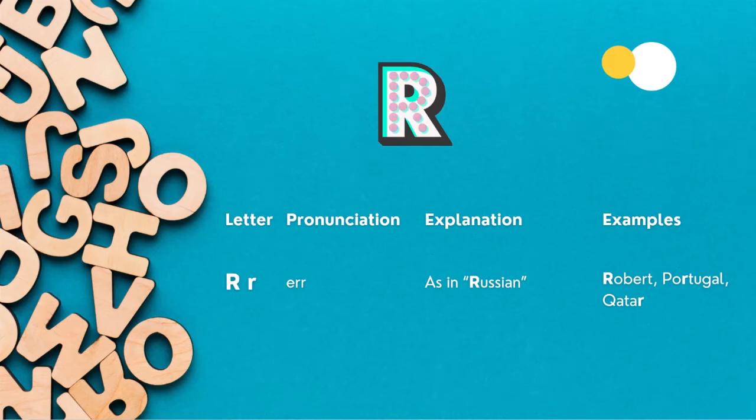R. It comes from the French language, and that's why people who have some French background, they probably find it easier. So for example, Russian. So examples are that of Robert, Portugal, Qatar, R. So repeat after me. R. Yes, difficult one. That one you really have to practice and get a hang of it.